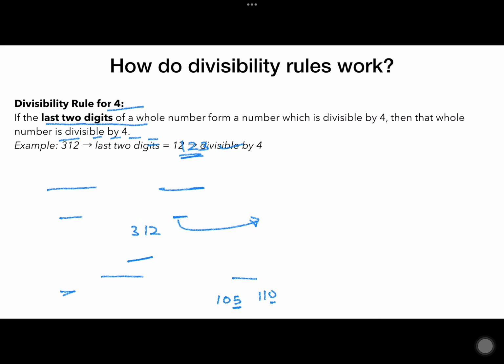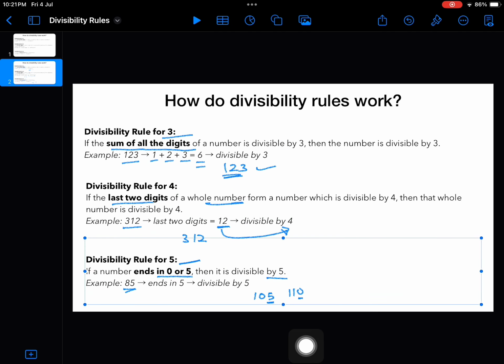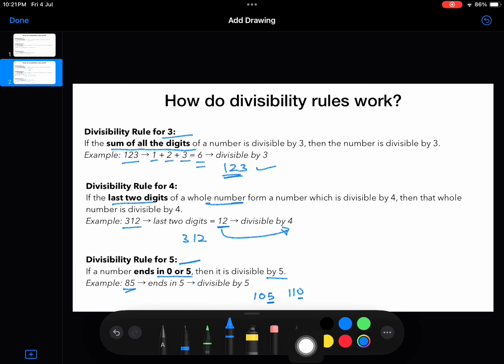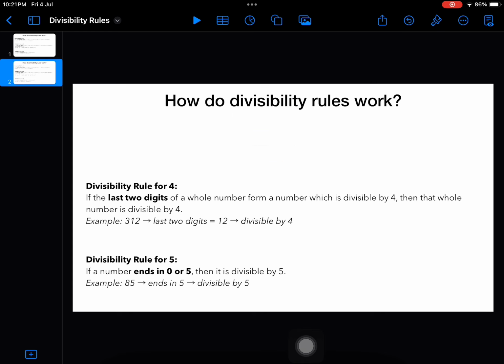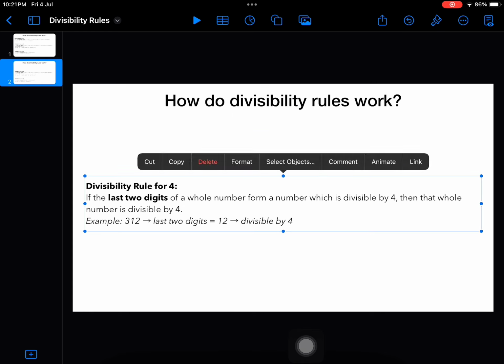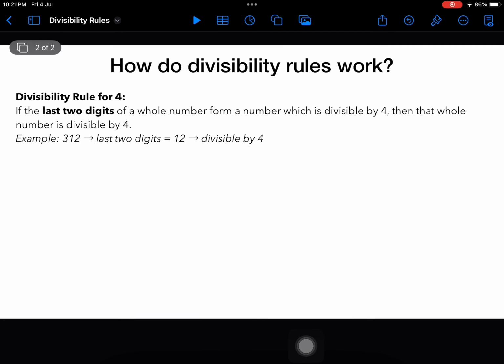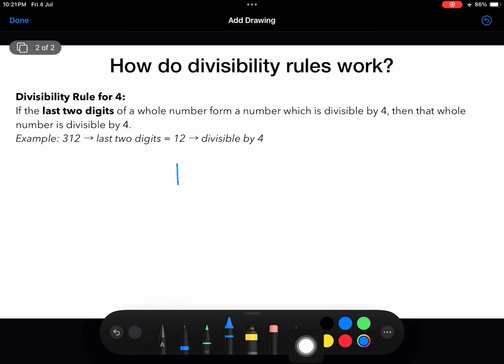Let us see. Divisibility rule for 4. Let me just erase everything over here and just keep the divisibility rule for 4. You can think of any specific number, like say 112. When you think of this number 112 and see that 12 is the last two digits, since we know that 12 is divisible by 4, we say that 112 is indeed divisible by 4.